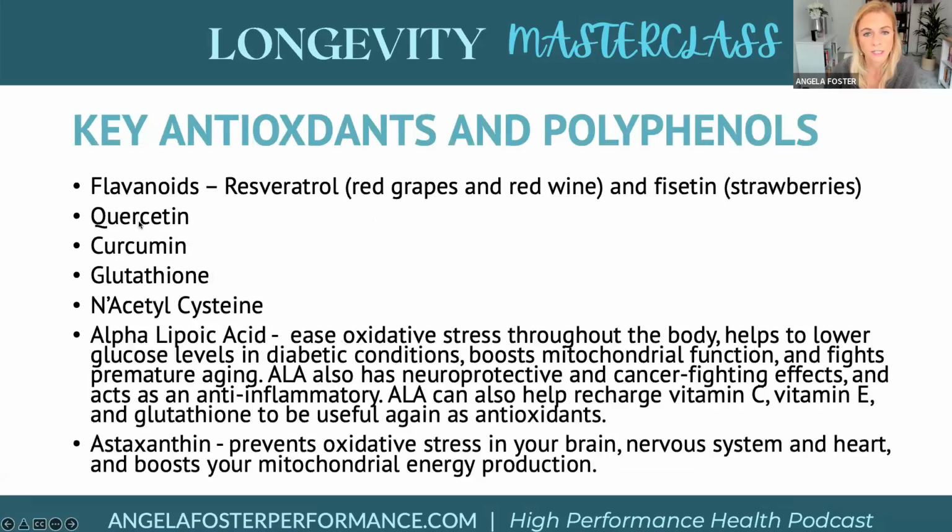And these are some of the other key antioxidants and polyphenols. Obviously we talked a lot about resveratrol, quercetin and curcumin, and glutathione, which you can take in liposomal form, or you can take N-acetylcysteine, which seems to help the body produce glutathione because cysteine is often the limiting factor. Alpha lipoic acid is great for enhancing blood sugar stability, and it's a very powerful antioxidant as well. And also astaxanthin can help to prevent oxidative stress. So that's another one that's really good for you.